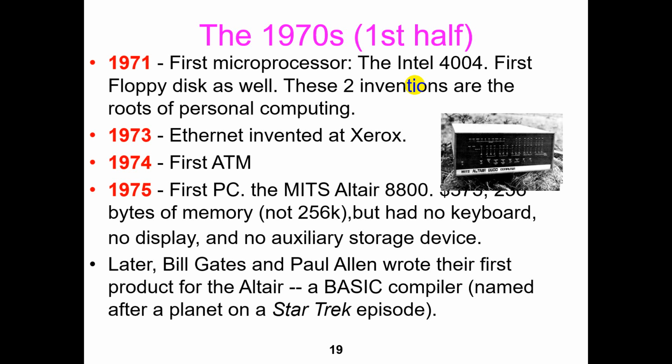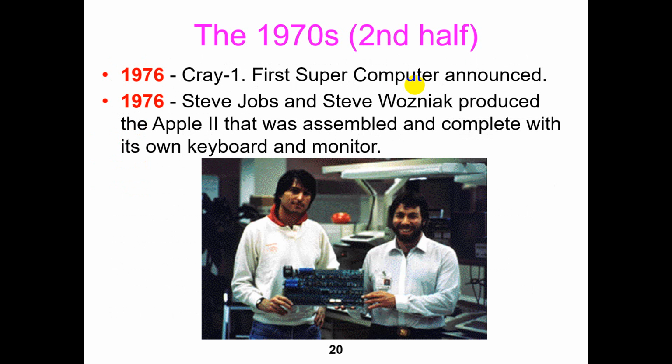Later, Bill Gates and Paul Allen wrote their first product for the Altair, a BASIC compiler, and the Altair was named after a planet on a Star Trek episode. In 1976, the Cray-1, the first supercomputer, was announced.